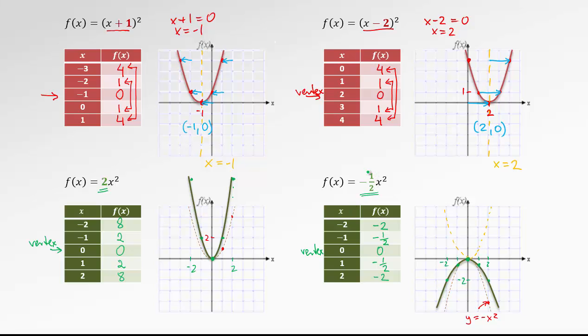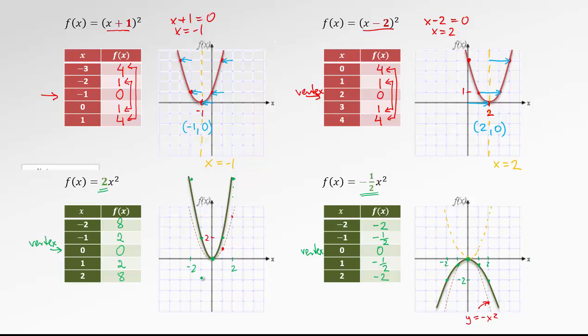If we multiply by a number whose absolute value is less than 1, then the graph is wider. If we multiply by a number whose absolute value is more than 1, then the graph is narrower. Also, if we multiply by a negative number, the regular graph is flipped over the x-axis to the other side.